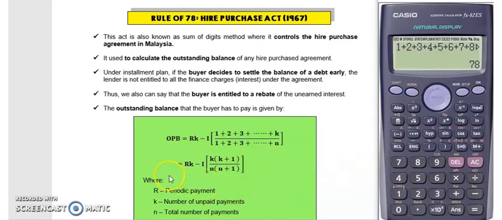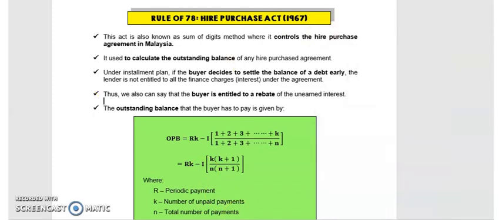So if you look at this formula, R is our periodic payment or our monthly payment. Okay, we look at I first. I is interest. So recall interest in this topic, we have two methods on how to calculate interest, either based on original balance or reducing balance. And N is number of payments or total number of payments.